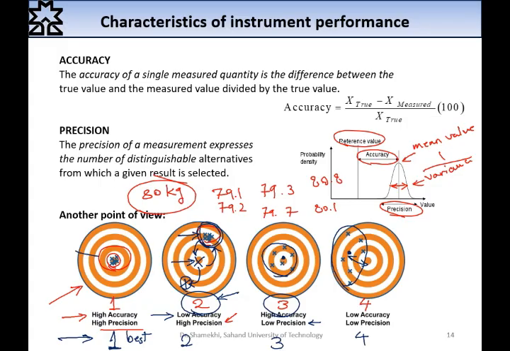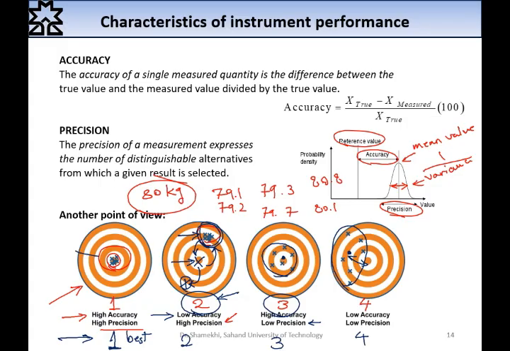And the variance of those measurements determines the precision. If the variance of the recordings is low, the precision is high. It means that the measurement is precise.